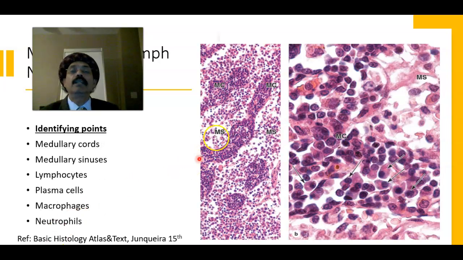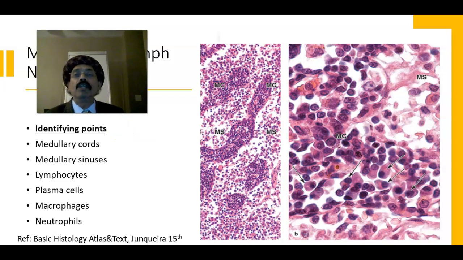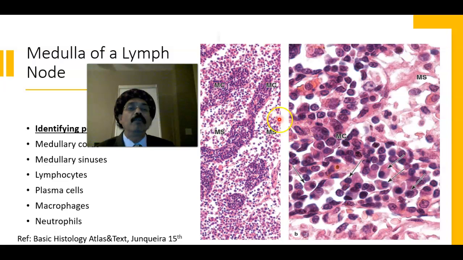Okay, here is the image of a medulla. This is the medulla of the lymph node. The medulla of the lymph node has two important structures. One is the medullary cord. This is the medullary cord. It is composed of B lymphocytes and T lymphocytes. Certainly every part of the lymph node will have reticular cells and reticular fibers.